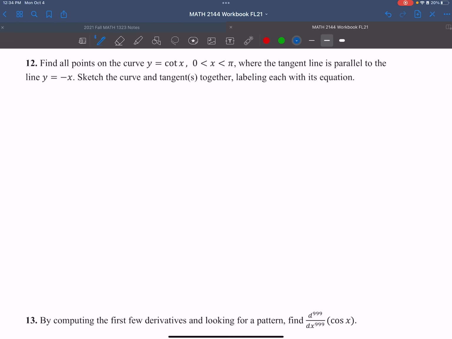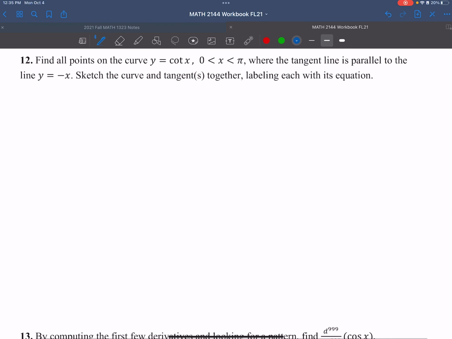All right, let's go ahead and read through it first. Find all points on the curve y equal to cotangent of x with the restriction that we're only going to be considering the x values between 0 and pi, where the tangent line is parallel to the line y equal to minus x. We're then asked to sketch the curve and tangents together, labeling each with its equation. Wow, this is a very demanding problem. But that's okay. It puts a lot of ideas together.